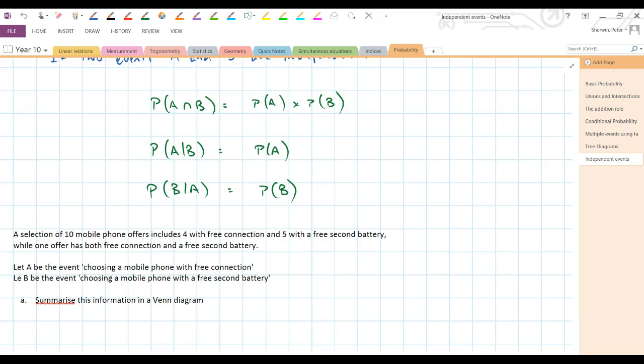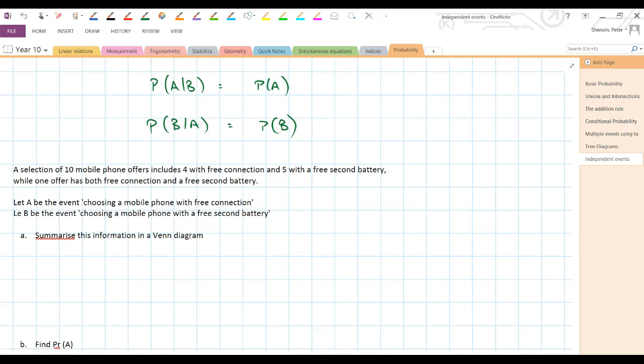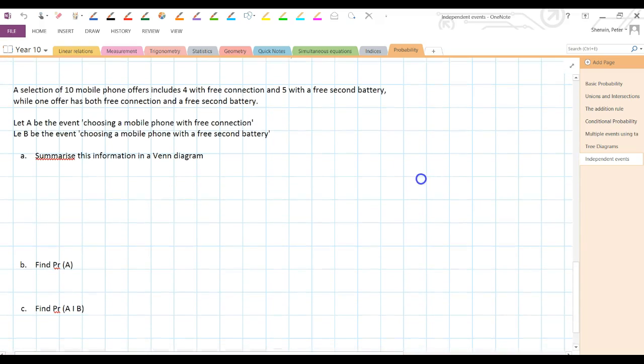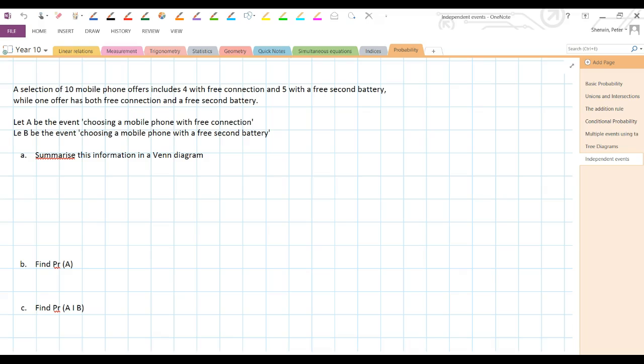We're about to do an example, and so you might want to write this example out. A selection of 10 mobile phone offers includes 4 with free connection, 5 with a free second battery, and 1 offer has both a free connection and a free second battery. So we're going to let A be the event choosing a mobile phone with free connection, and B be the event choosing a mobile phone with a free second battery. Summarize this information in a Venn diagram. So Venn diagram, get our sets A and B in place and start to fill them in.